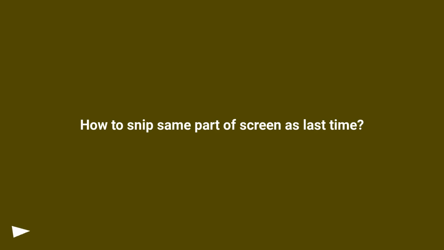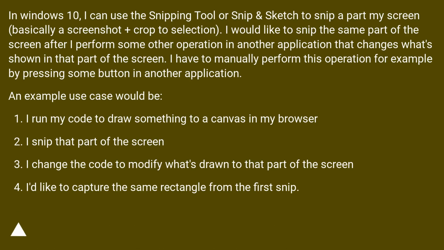How to snip the same part of the screen as last time? In Windows 10, I can use the Snipping Tool or Snip & Sketch to snip part of my screen, basically a screenshot plus crop to selection.